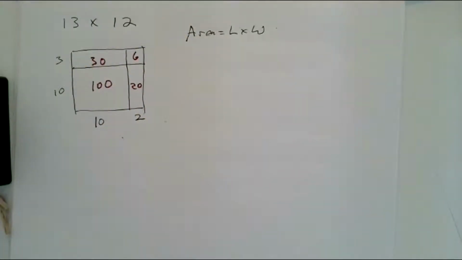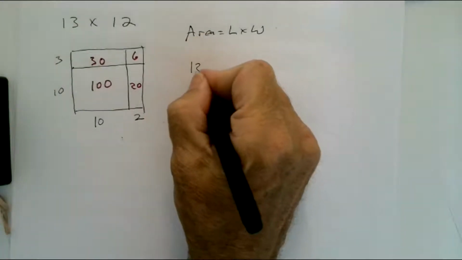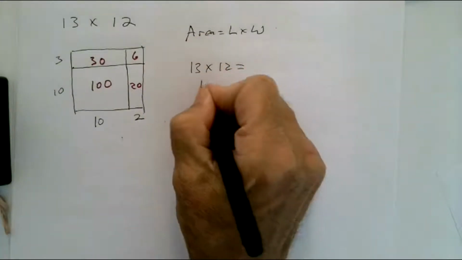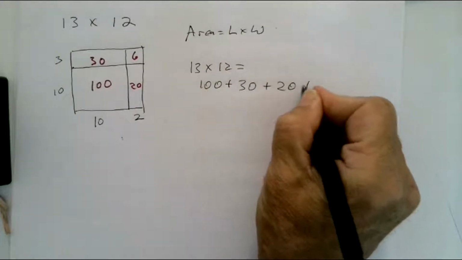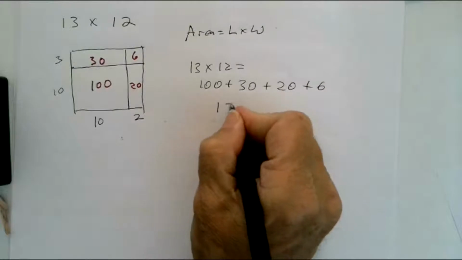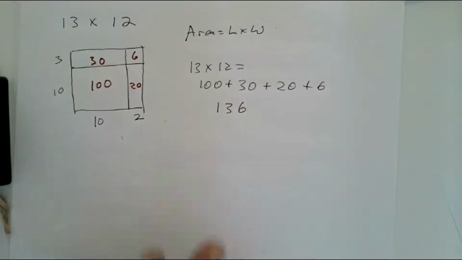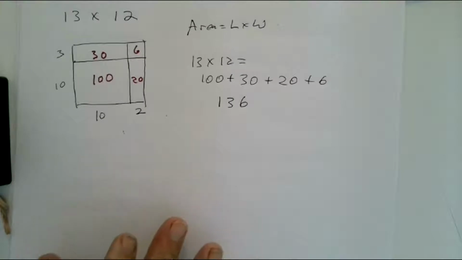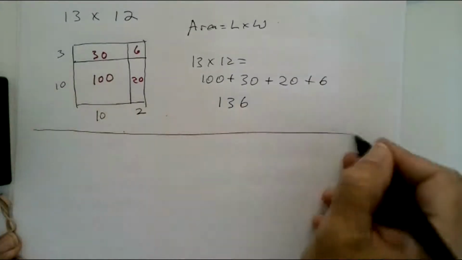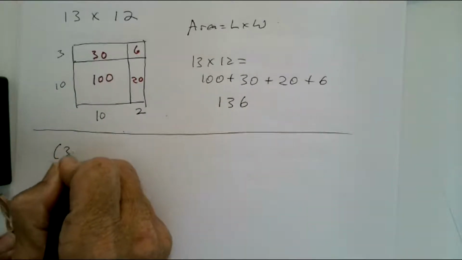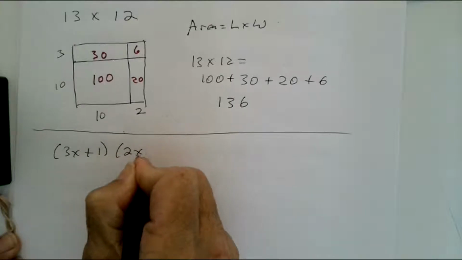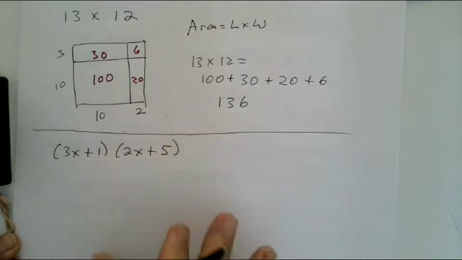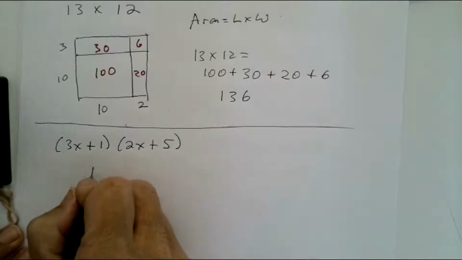So if I add all those together, 13 times 12 is 100 plus 30 plus 20 plus 6, which is 136. And I like to use that model for the problem that we did previously using the FOIL method. So if I have 3x plus 1 times 2x plus 5, I'm going to again think carpeting and how I'm going to construct that area.